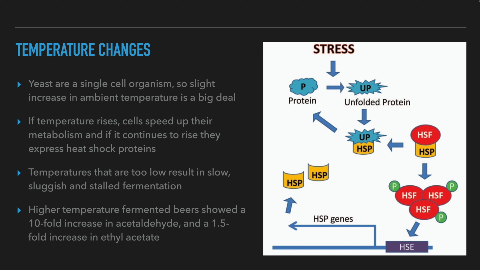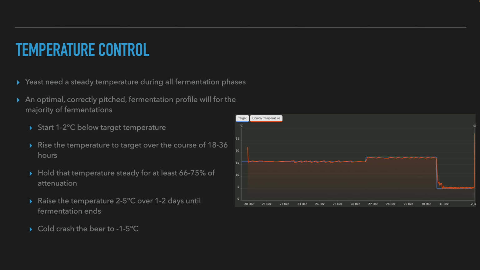If the temperatures are too low, we will get a slow and very long fermentation. If the temperatures are higher, we can get up to a tenfold increase in acetaldehyde and 1.5 times more of ethyl acetate, which can become solventy. Finally, after we've talked about why the yeast needs a constant temperature, we need to talk about which temperature the yeast needs, or how to plan the fermentation timeline in terms of temperatures.